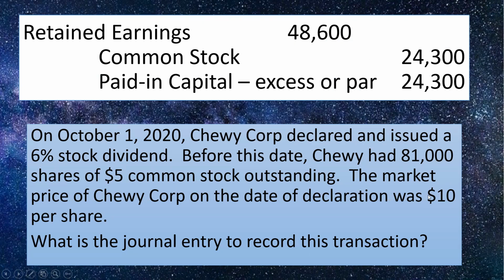Half of that, because half of the market price is what our par value is, half of that is going to be the 24,300. That's how much our common stock is increasing by, because they're not issuing cash dividends, they're issuing stock dividends. Then we increase the paid-in capital in excess of par by the same amount, half of the $48,600, because that is the additional amount from the market price over the common stock par value.